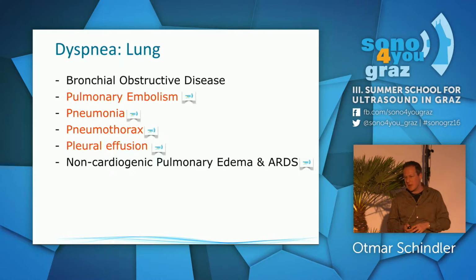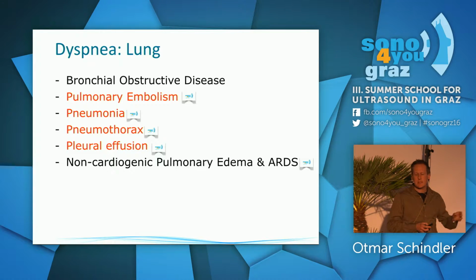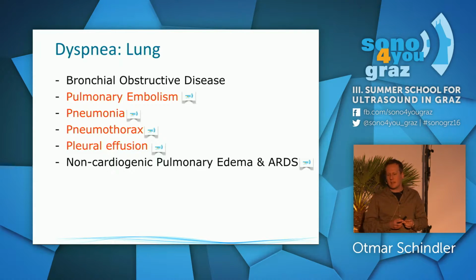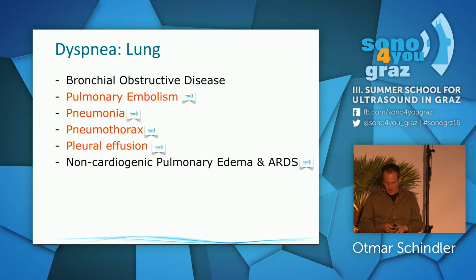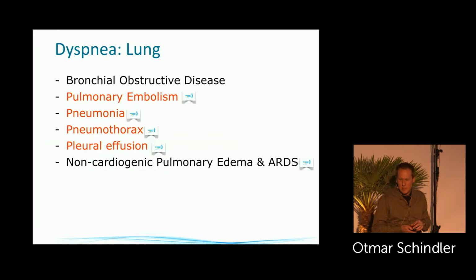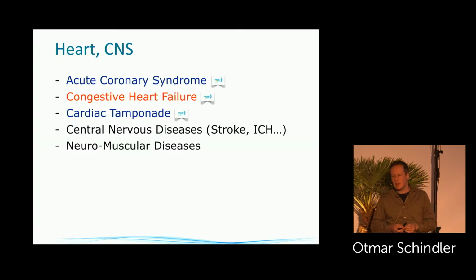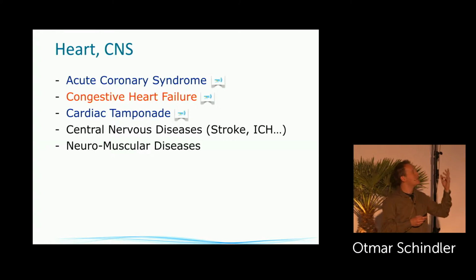And then there are some other reasons, for example non-cardiogenic pulmonary edema or ARDS. You could use the ultrasound for that. Probably you will have other problems with that patient, so you would perhaps not use the ultrasound in the first place. So those are the reasons why you could be dyspneic from the lung. Heart and central nervous system, two vital organs, so I put them first before the other things.